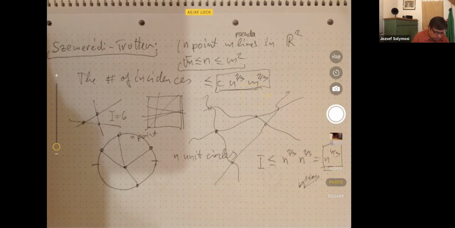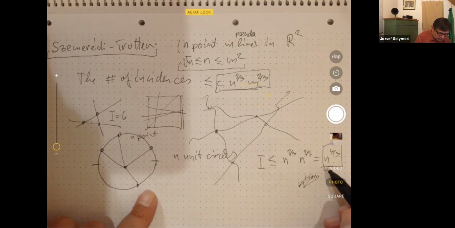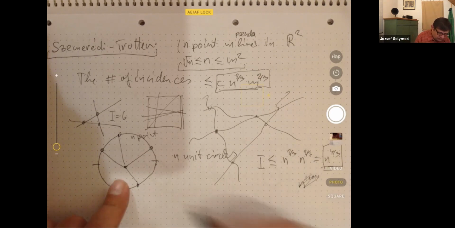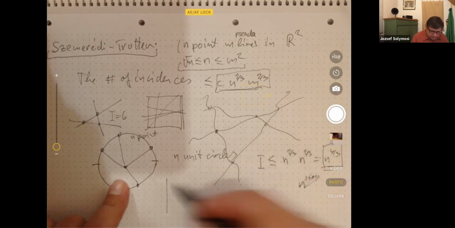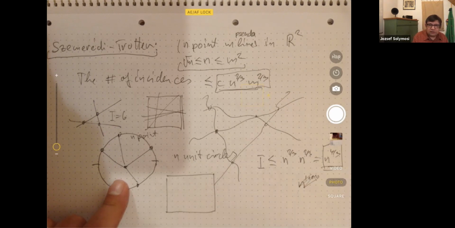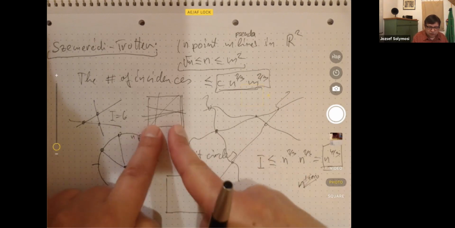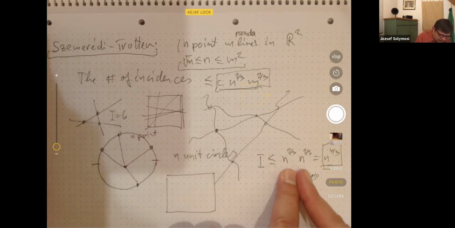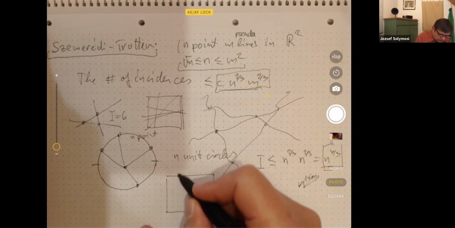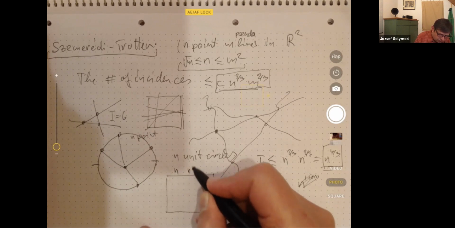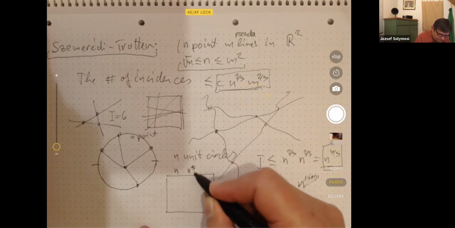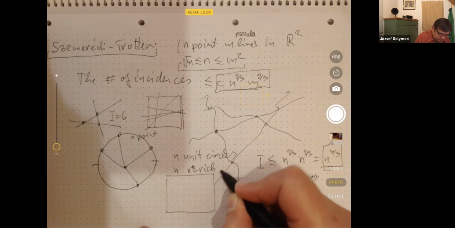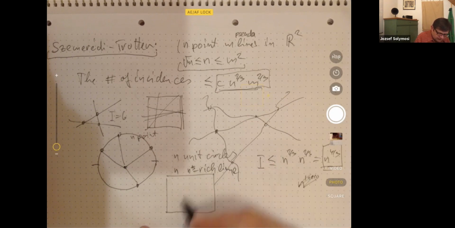So one observation is that here, what do we have? I told you that even with lines, there are lower bounds which really give you this bound. So if we have n to the 1/3 rich lines, what is it? Those are lines in a square root n by square root n grid.